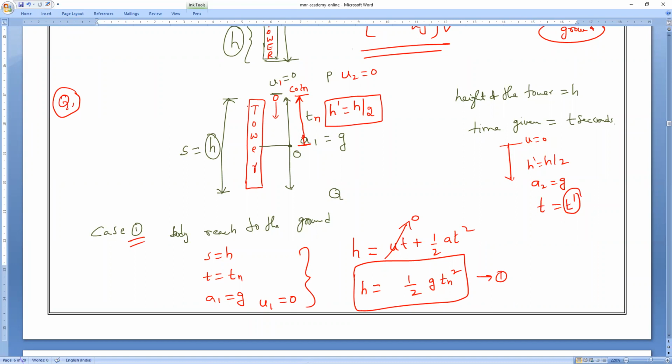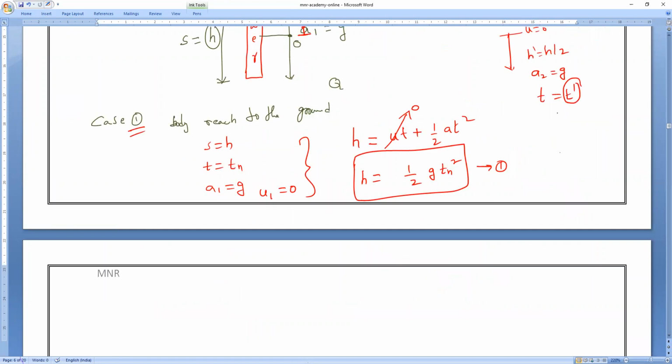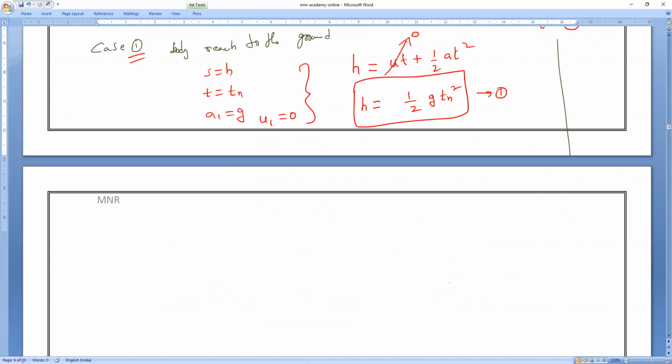So again, which equation do you apply, Mr. Lingesh? Same second equation, case 2. Yes, case 2, second equation. So S is equal to ut plus half at square.